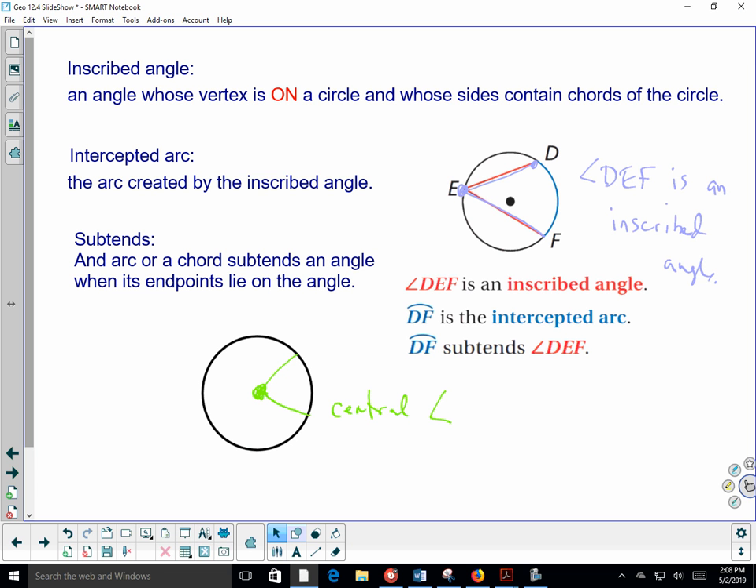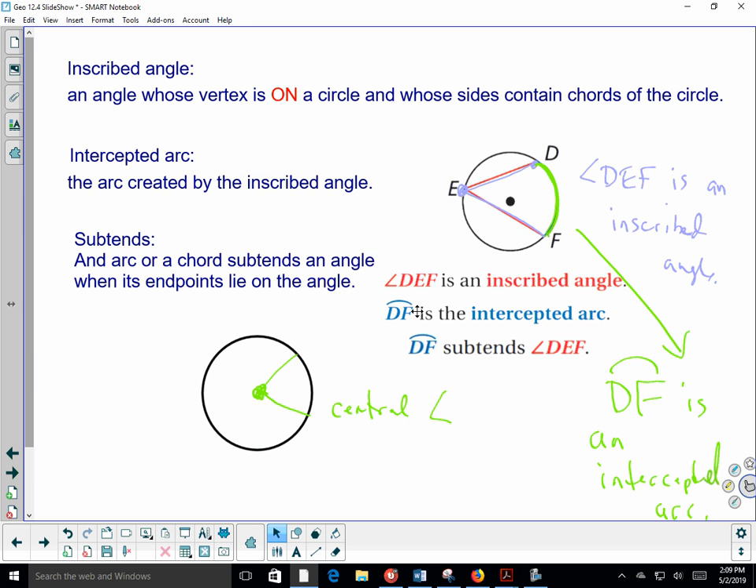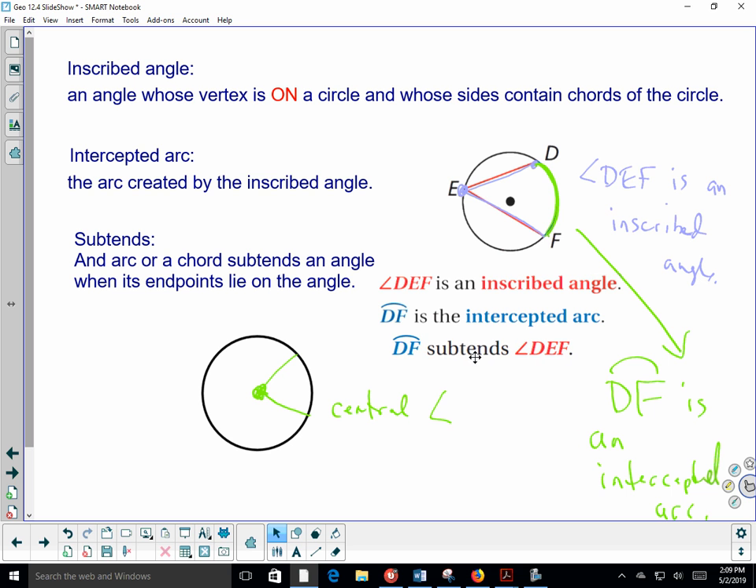All right, all good? So an intercepted arc is going to be the arc that's created by an inscribed angle. So in this case, like this arc DF right here, I'm drawing a little arrow, arc DF is an intercepted arc. And we would say, hey, the arc or the chord subtends an angle when its endpoints lie on the angle. So angle DEF is an inscribed angle. Arc DF is the intercepted arc. There it is. And arc DF subtends angle DEF.